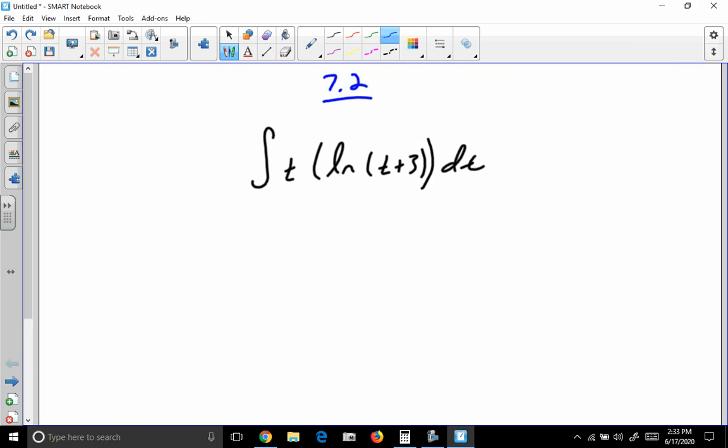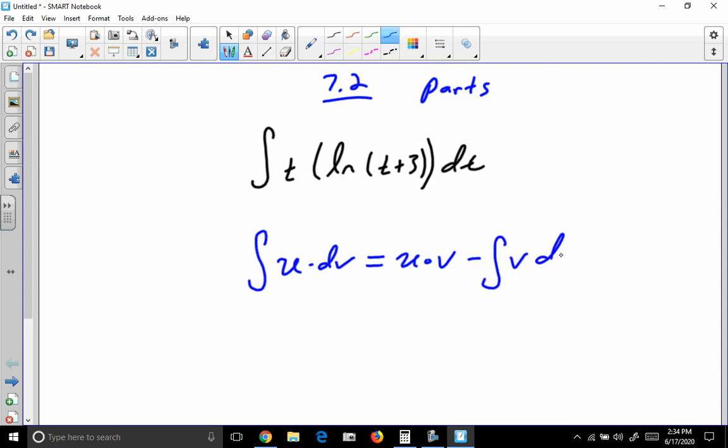7.2 deals with integration by parts. So if you watch the video on it, then you'll know that if we have something in the format u times dv that we're integrating, then that integrates into u times v minus the integral of v du. And that comes from the product rule.